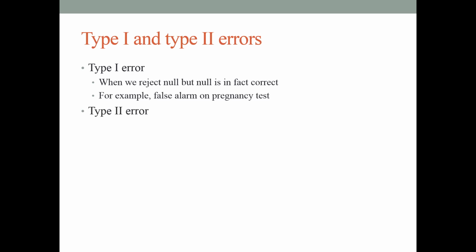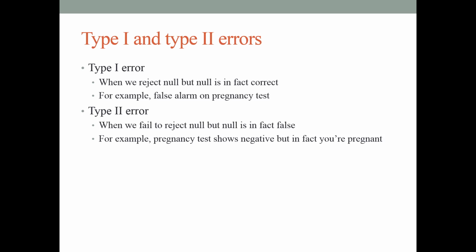Okay. Now, type 2 error is the opposite. When we fail to reject null, but null is in fact false. So, for example, the pregnancy test shows negative, but in fact you are pregnant.